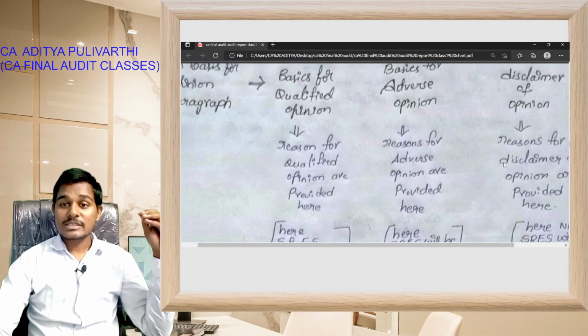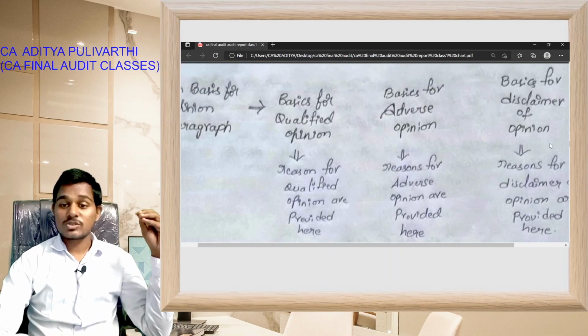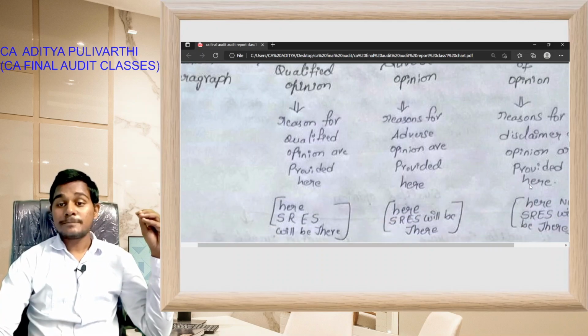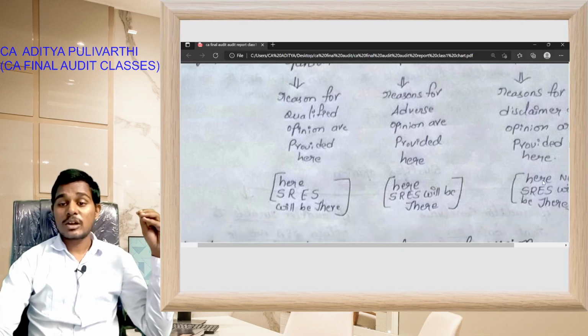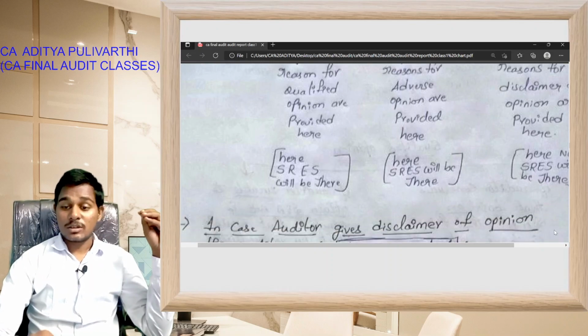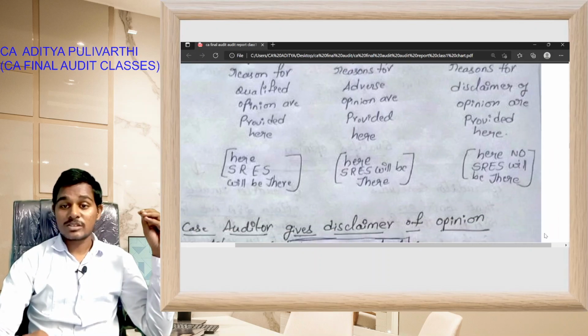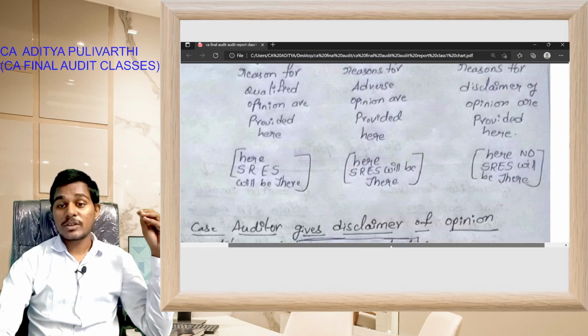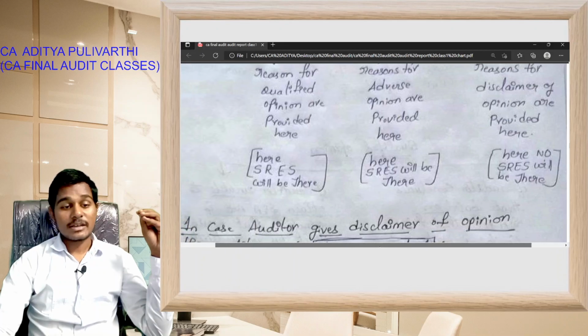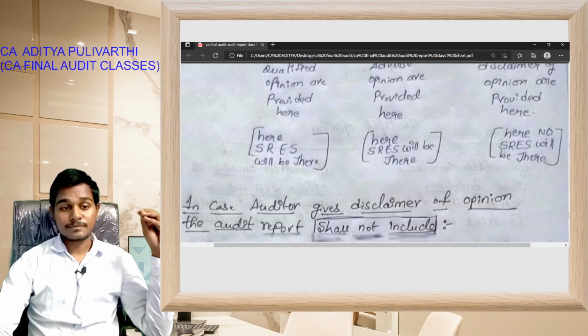And in the case of disclaimer of opinion, students, pay attention here. In the basis for disclaimer of opinion, he will specify the reasons for the disclaimer of opinion, but here he will not specify SREs. Please note, he will not specify SREs here. Okay, next.